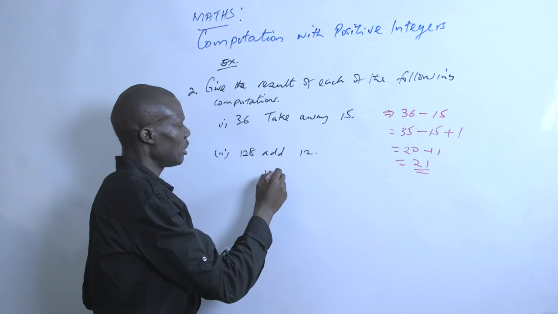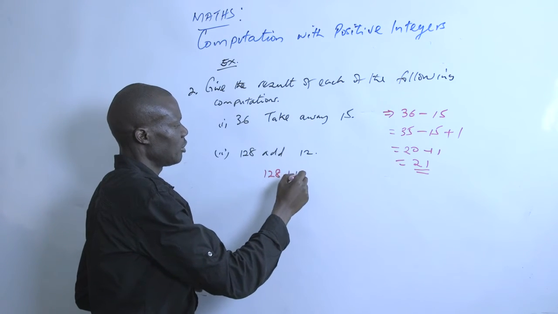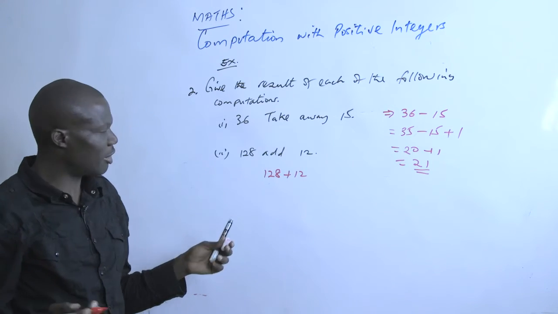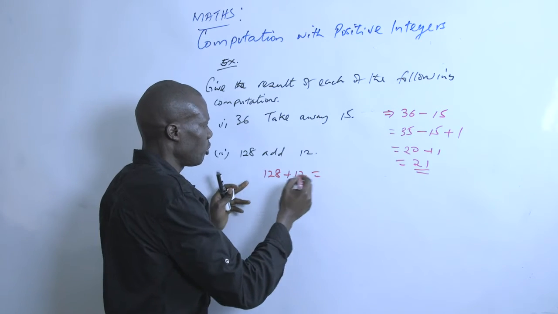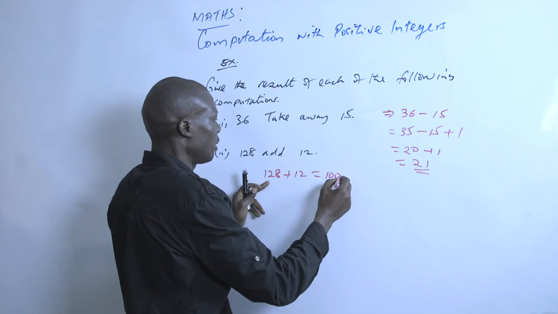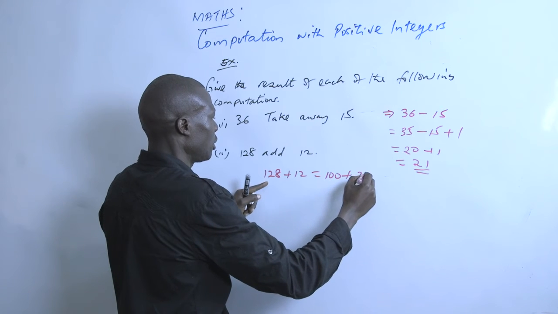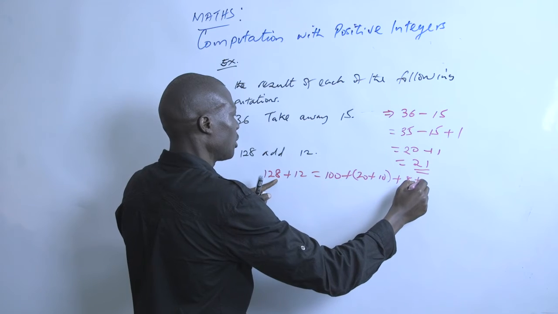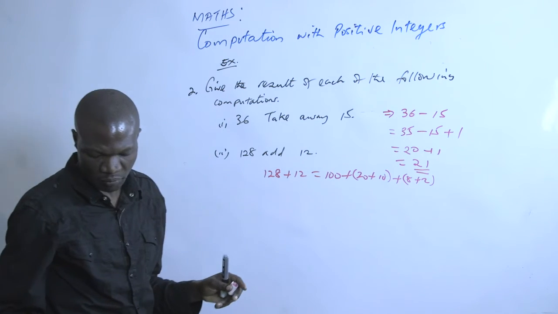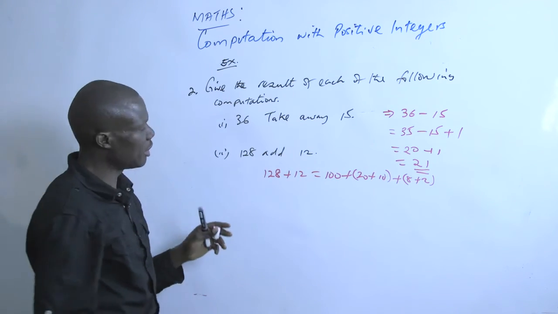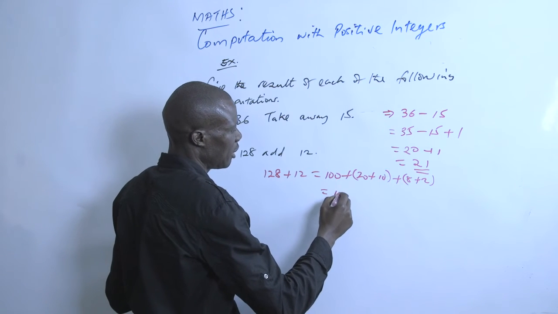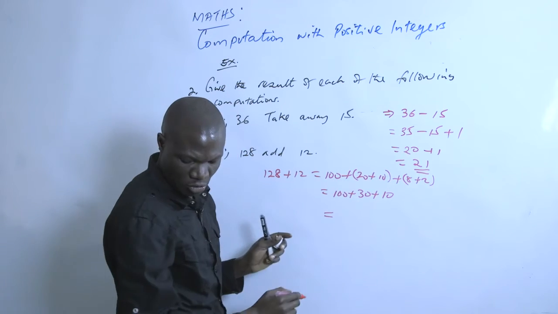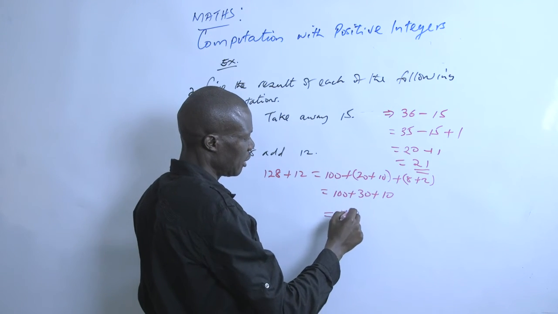For the second part, we have been told 128 add 12. This is the same as 128 plus 12. To work this out again, you can use any of the methods. I want to use partitioning, which will mean this is 100 plus 20 plus 10, put that one in bracket, plus 8 plus 2, put that one also in bracket. When you work that out, you'll find this one is 100 plus 30 plus 10. This is going to give us 140.